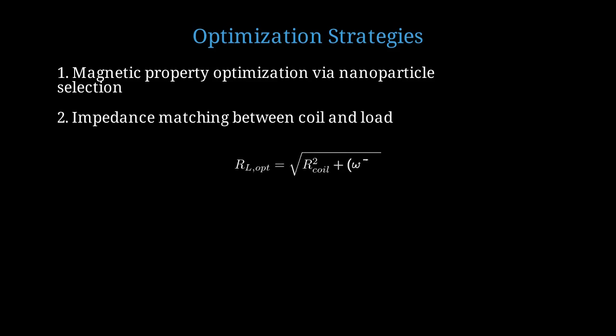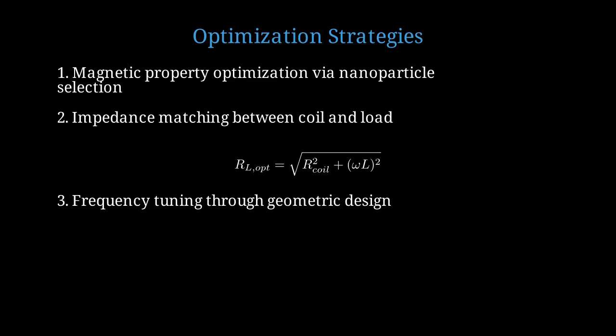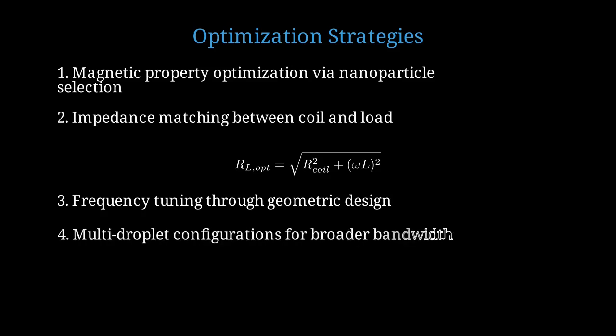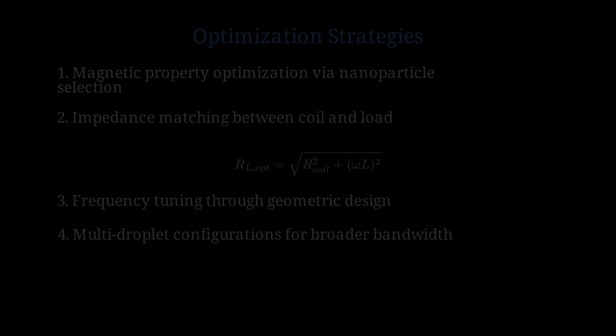The optimal load resistance RL opt equals the square root of R coil squared plus omega L squared, where L is coil inductance. Third, tune the natural frequency through geometric design parameters like channel length and droplet mass to match expected excitation frequencies. Fourth, consider multi-droplet configurations with different resonant frequencies to harvest energy across a broader frequency spectrum.